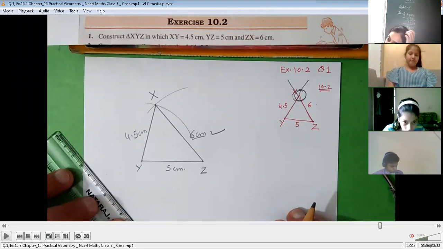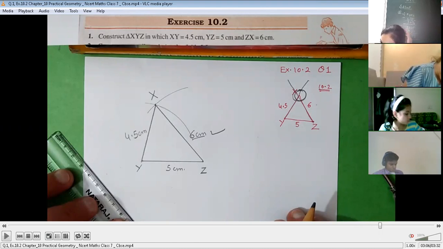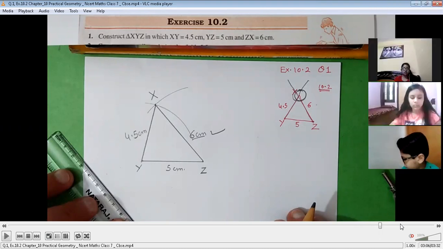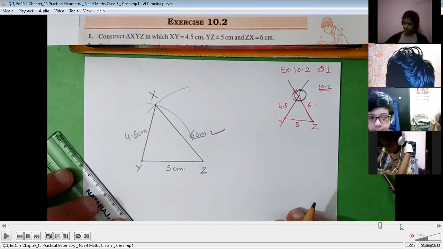Look, beta, in the first exercise we used the word line because no measurement was given there. If the measurement of the line is given, then we use the words line segment. So draw a line segment YZ equal to 5 centimeters.